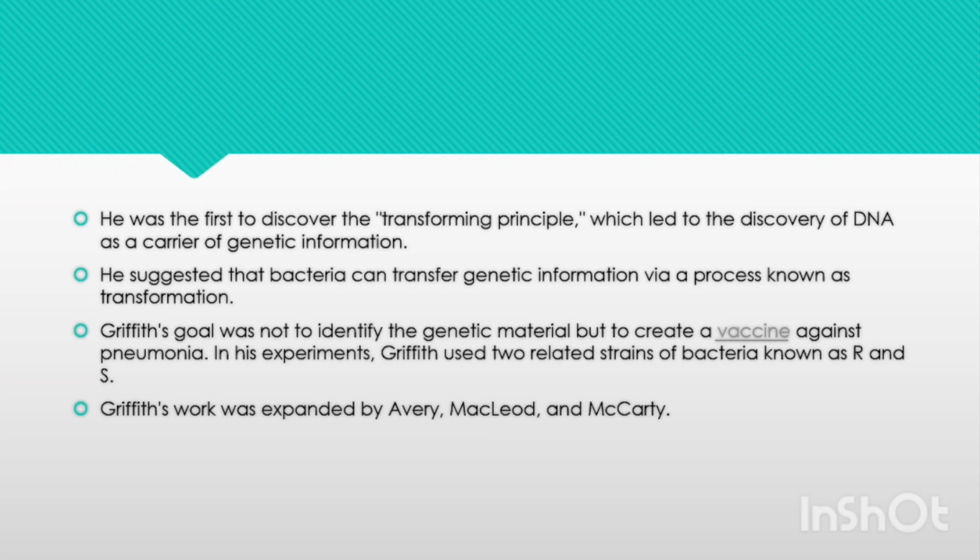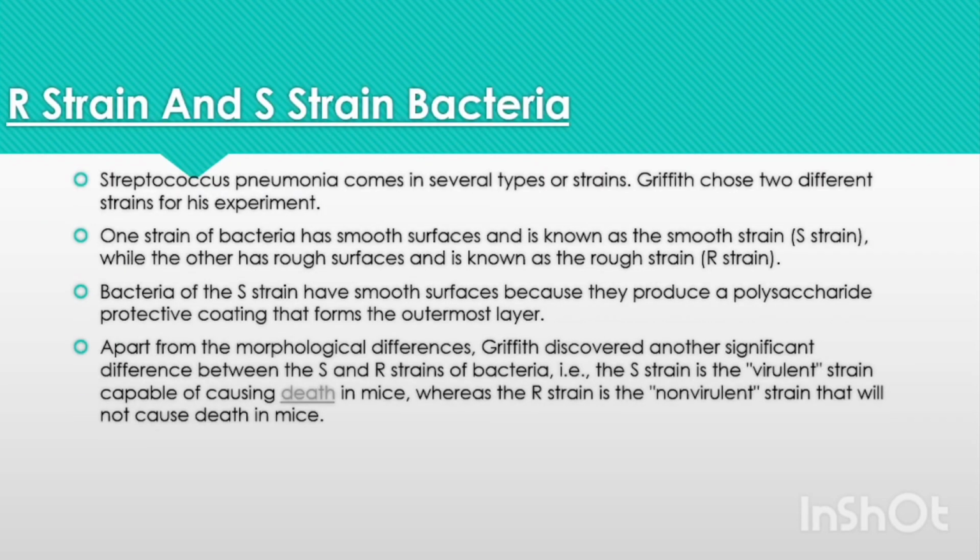In this experiment, Griffith used two strains of bacteria. There are many strains of bacteria, but he took two related strains, the S strain and the R strain, and his work was expanded by Avery, MacLeod, and McCarty. Streptococcus pneumoniae comes in several types of strains. Griffith chose two different strains for this experiment.